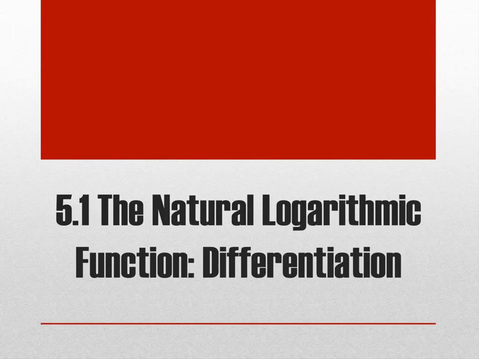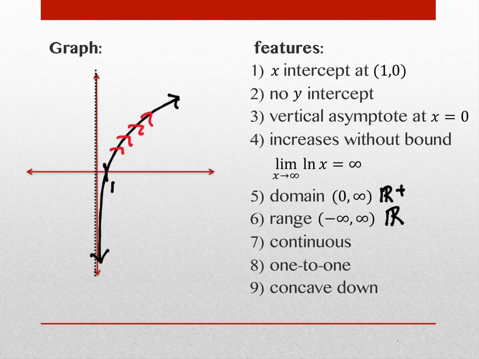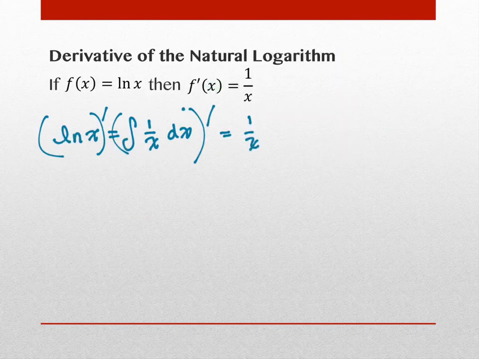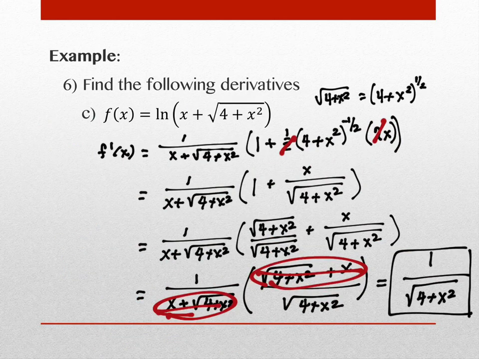So we started last time with section 5.1. We're taking a look at the natural logarithmic function, and specifically we're looking at differentiation. And I think that we finished through example C right here. That's our last thing. Is that what we did last? Excellent. Okay. So we looked at finding derivatives.